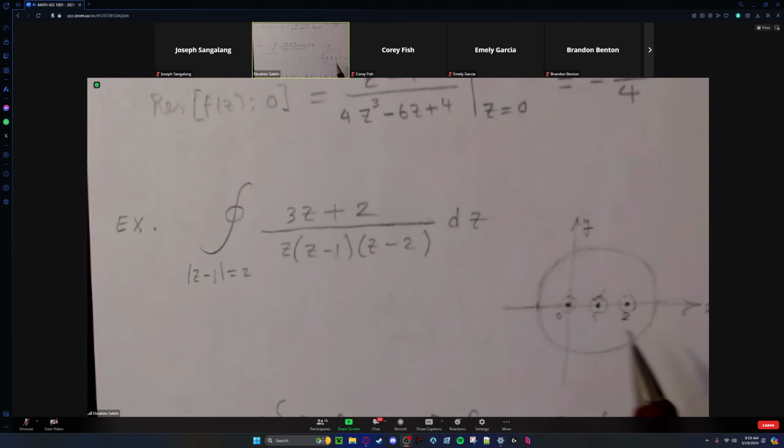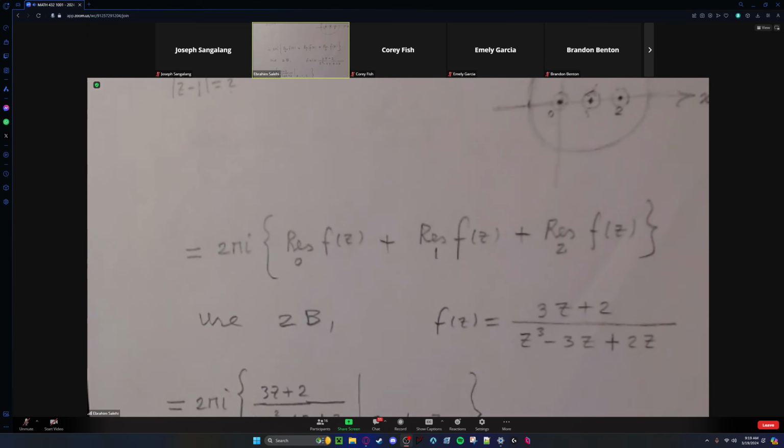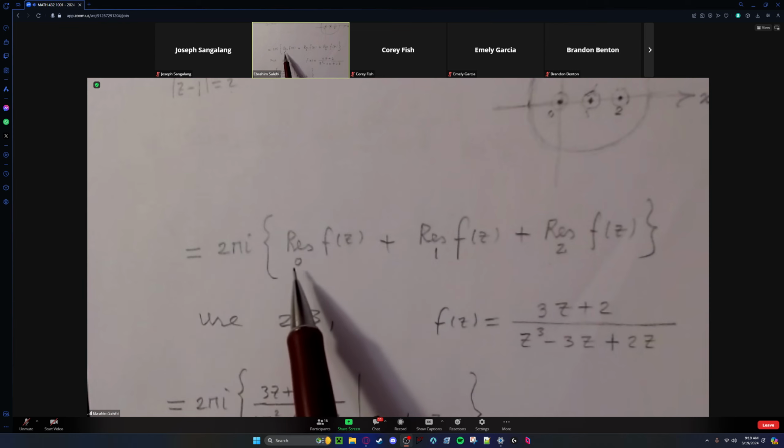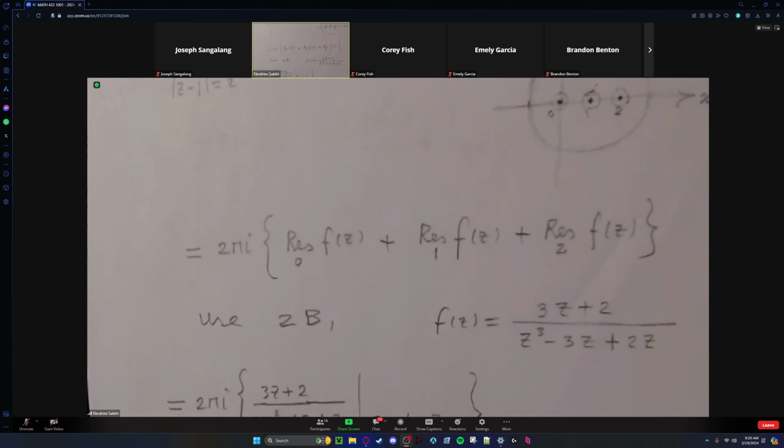Now, why do I want the integral over these little ones? Because there will be only one singularity inside each, and the integral over this one will be 2 pi i residue at 0. Over this one, 2 pi i residue at 1. Here, 2 pi i residue at 2, and you add them. So 2 pi i times residue at 0, residue at 1, residue at 2 of that function.